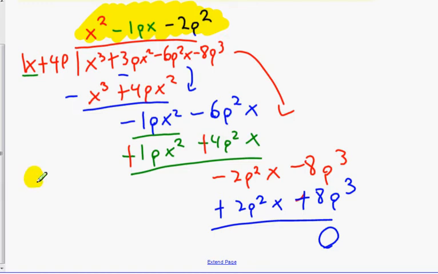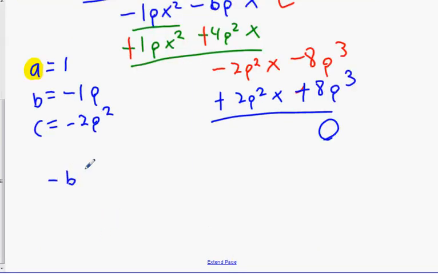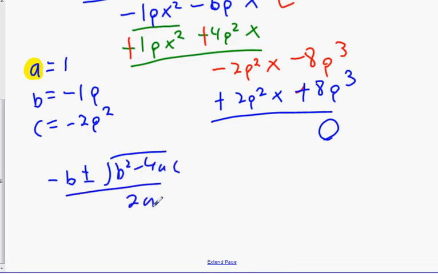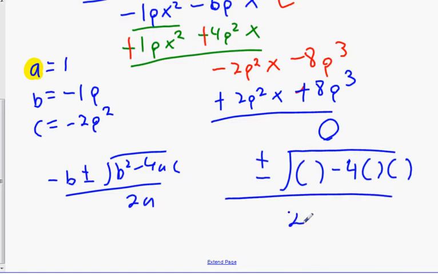a equals 1. b equals minus 1p. Savage, good job. We're just doing minus b. c equals minus 2p squared. Now look at this. Minus b plus or minus square root of b squared minus 4ac all over 2a. Plus or minus blank minus blank blank blank blank all over 2 times blank. Everybody still on board with me? We just made a minus b out of that big quadratic.